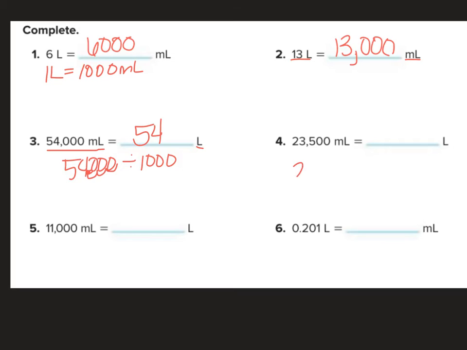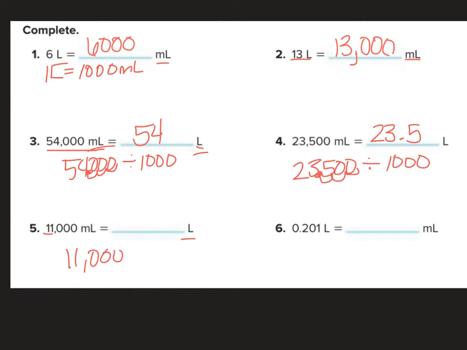Here I have 23,500 milliliters, divided by 1,000. So I need to move my decimal point 1, 2, 3 spots to the left to get 23.5 liters. Okay, I have 11,000 milliliters to liters. Whenever we go milliliters to liters, we're dividing. Liters to milliliters, we are multiplying. So I need to divide 11,000 by 1,000. Move that decimal point 1, 2, 3: 11.